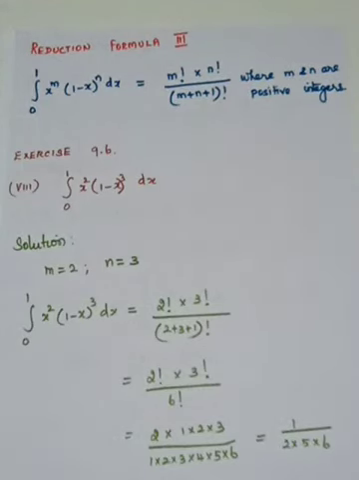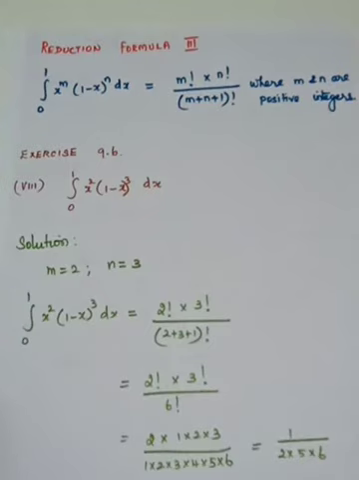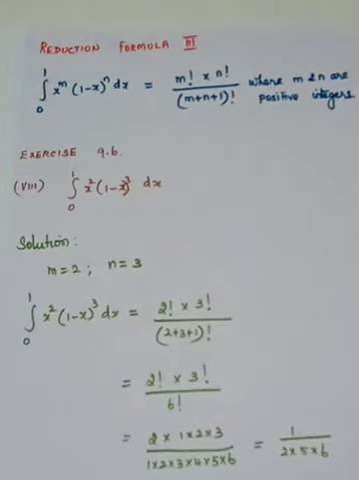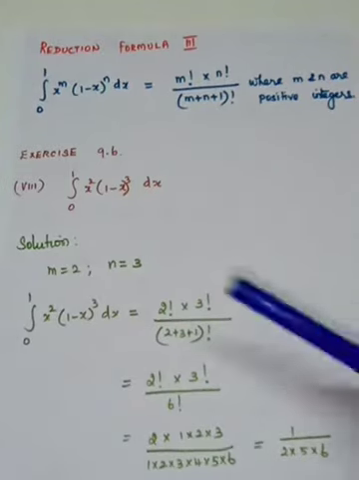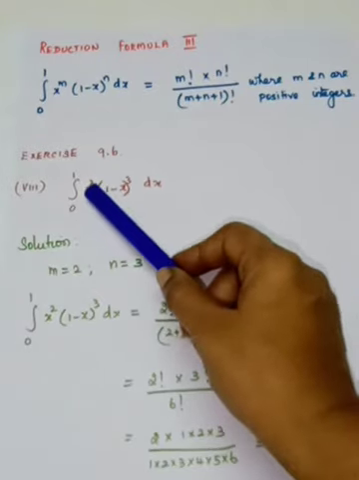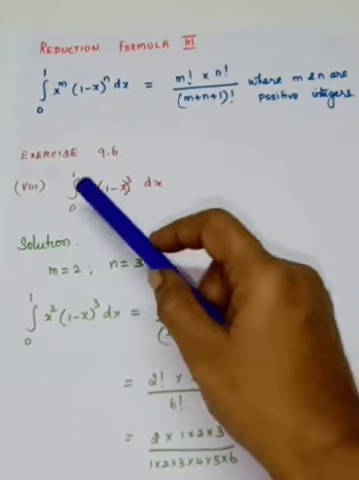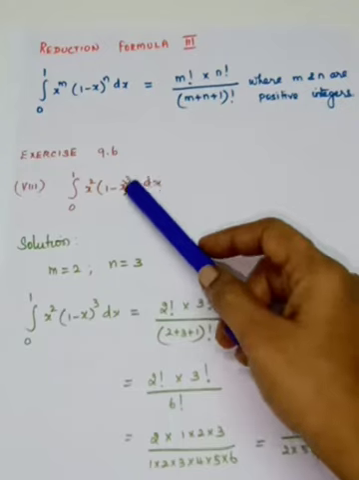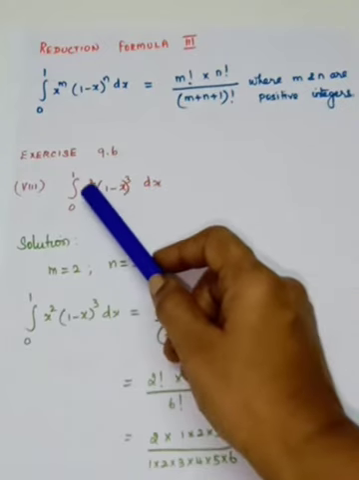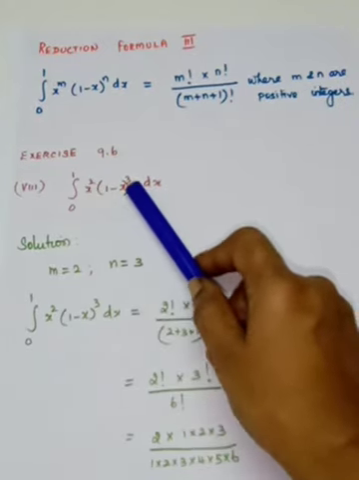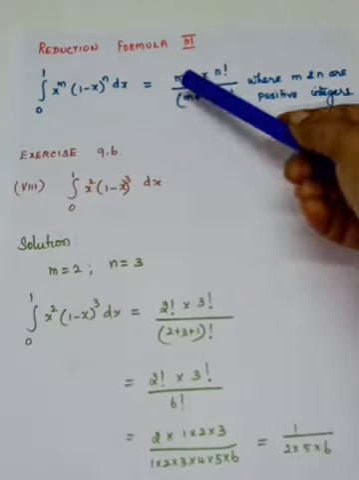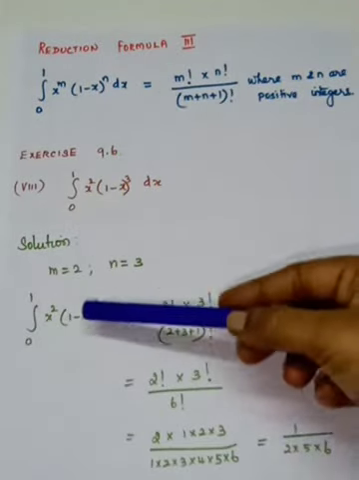See the exercise 9.6, the problem number 8. Okay, see the limit. What is the limit? 0 to 1. Okay, x power m. M is what? 2. It's a positive integer. Here the term is what? 1 minus x the whole power 3. 3 is also a positive integer. Just write m is equal to 2 and n is equal to 3. So exactly it is reduction formula 3.